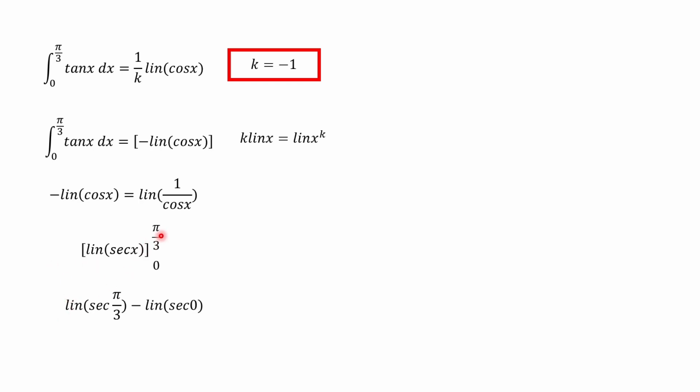So we can just sub in pi over 3 here and 0 here. So ln sec pi over 3 minus ln sec 0. And sec pi over 3 is 2, and sec 0 is 1. And any natural log of 1 will always equal 0. So this cancels out and we're just left with ln 2. And that is our final answer, so we can put a box around it. And that is the answer.